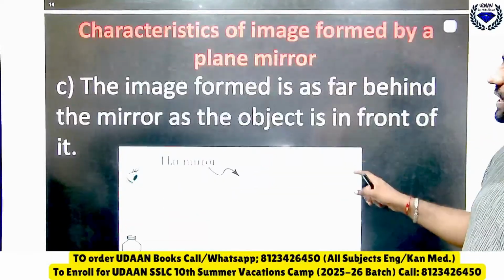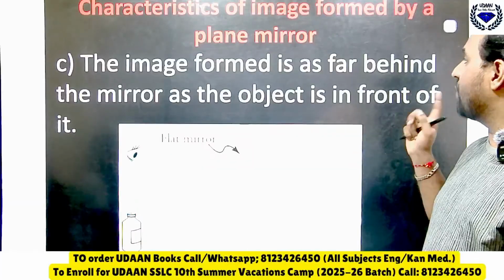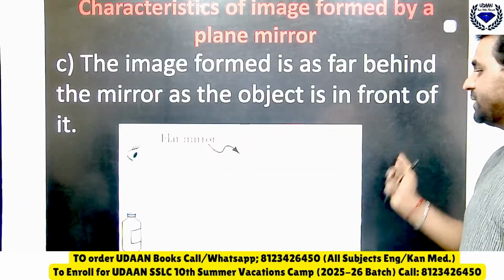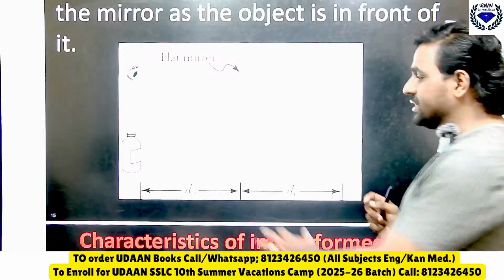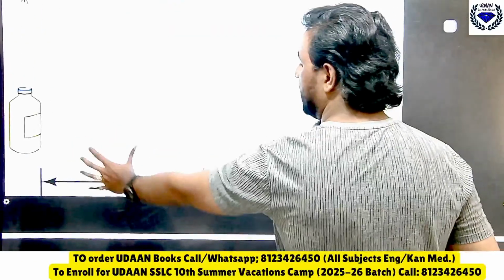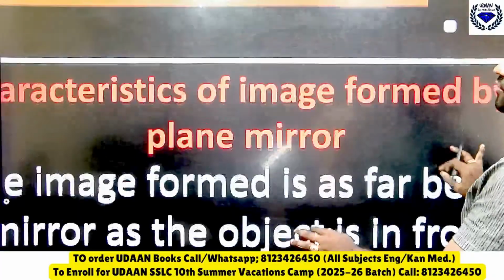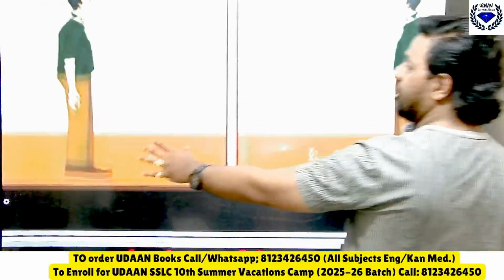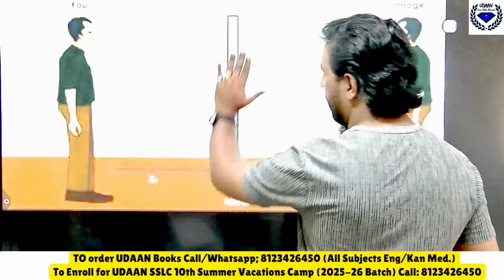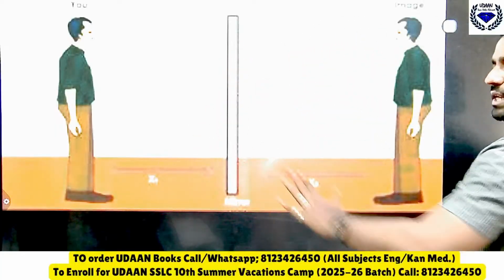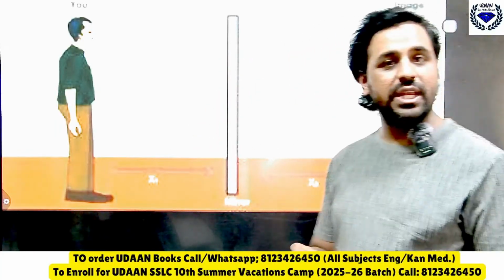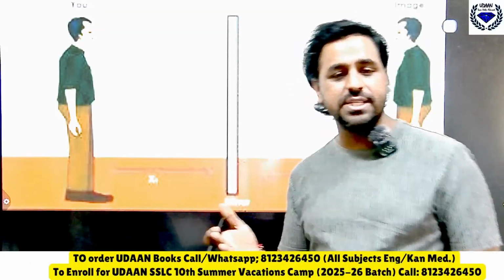Then the third one is the image formed is as far behind the mirror as the object is in front of it. That means you can see here, if the object is at 10 centimeter, then the image will also be at 10 centimeter. For example, if this object is 10 centimeter from the mirror, the image will also be 10 centimeter from the mirror only, because they maintain the same distance in this case.